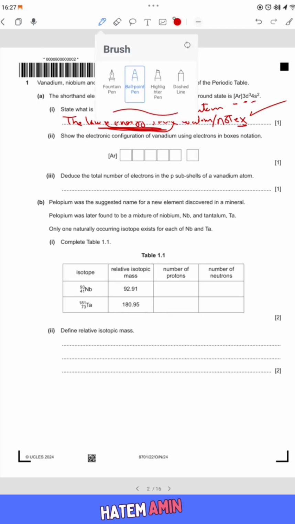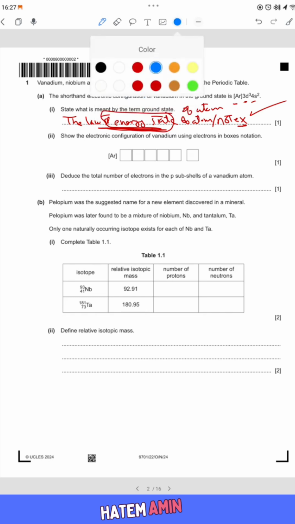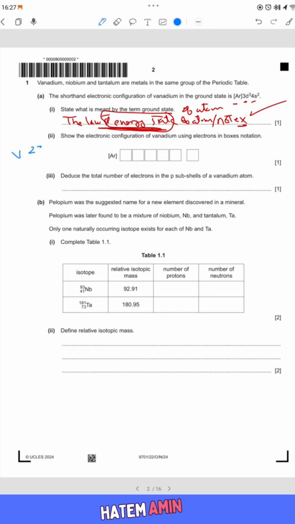Next question: show the electronic configuration of vanadium using the electrons in boxes notation. Vanadium is V, and it is composed of 23 electrons. Argon has 18 electrons. So from 18 to 23, how many electrons do we have? Of course, 5 electrons, and this is 3d, and here is 4s. In 4s we should add 2 electrons, and in 3d, how many electrons are left from these 5?